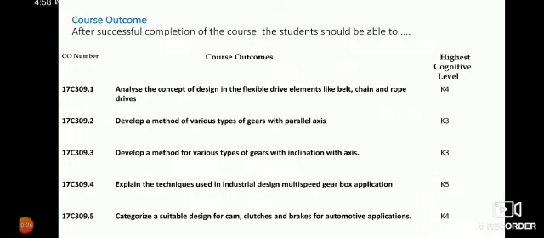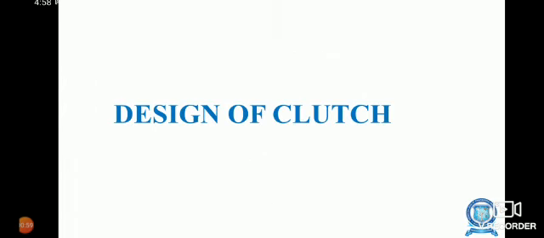After successful completion of the course, the student should be able to analyze the concept of design in the flexible drive elements like belt, chain, and rope drives. The student should be able to develop the methods of various types of gears with parallel axis. The student should be able to develop the methods for various types of gears with inclination with the axis. The student should be able to explain the techniques used in industrial design of multi-speed gearbox application. The student should be able to categorize the suitable design for cam, clutches, and brakes for automotive application.